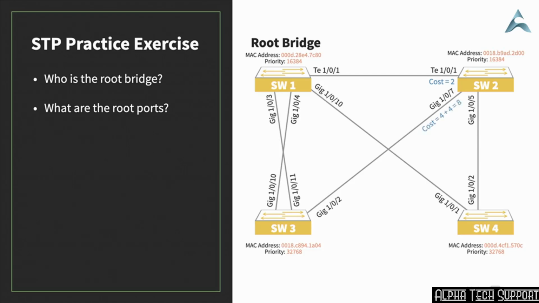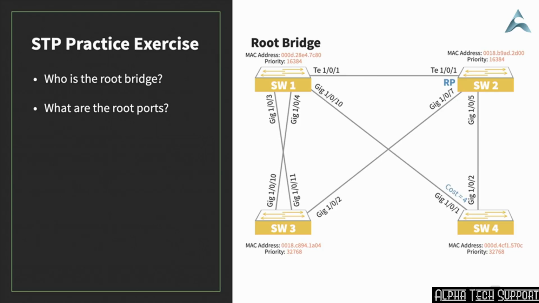What if I go out of gig 1/0/5? That goes down to SW4. It costs me 4 to get there over the gig link, and then another 4 to go from SW4 up to SW1, our root. 4 plus 4, that's 8. So clearly on SW2, the root port, the port with the least cost to get back to the root bridge, is TE1/0/1.